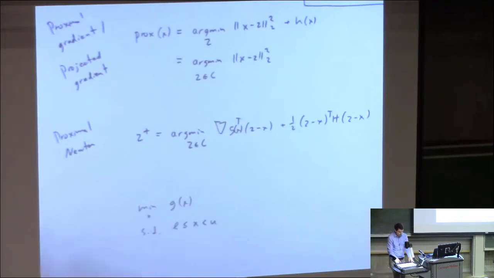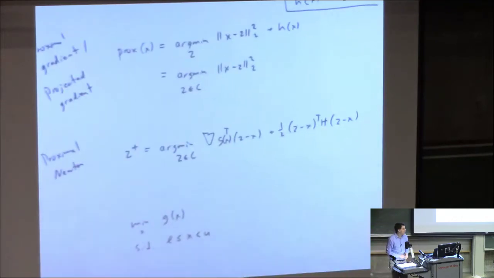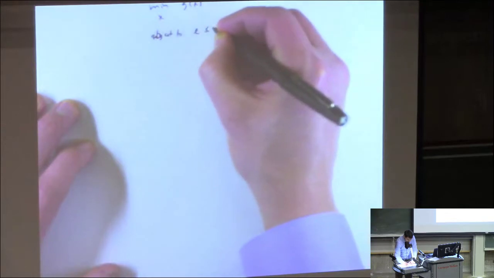So let me just say how this works now. Actually, I have plenty of time, so I can say how this works. Here's the idea. What we're going to use is what's called an active set method to solve this problem. I'll write it again up here. I want to minimize over x g of x, subject to l less than or equal to x less than or equal to u. I want to solve that problem.